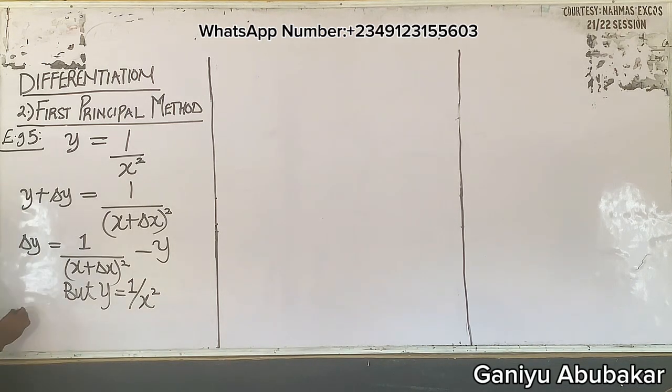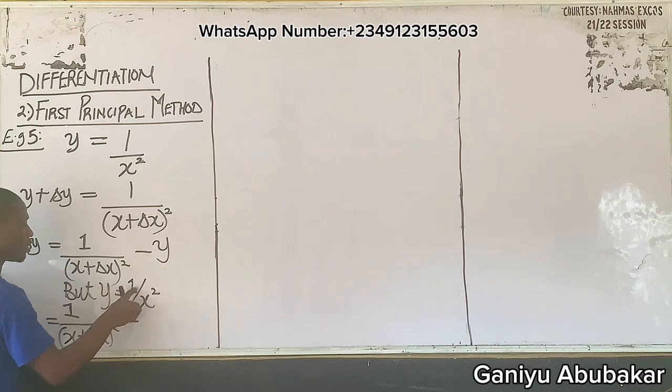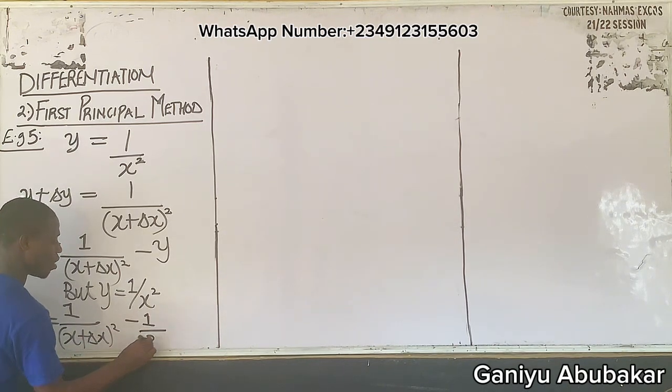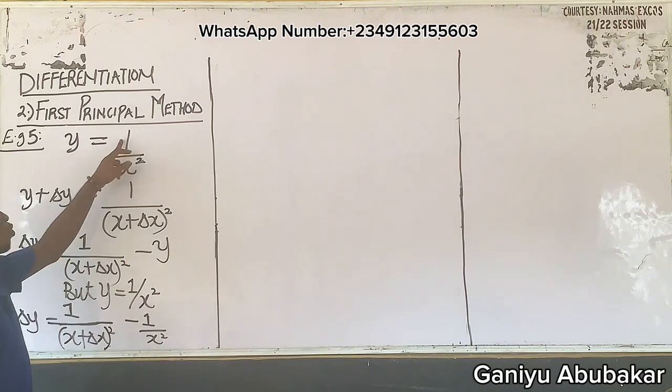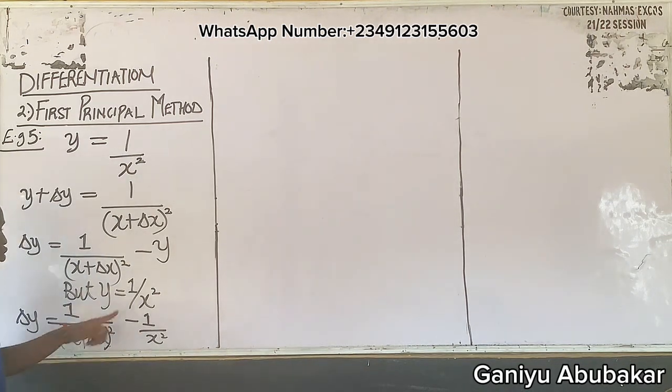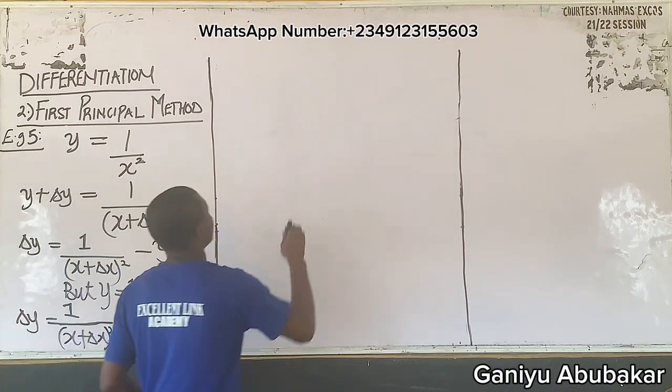From here, I'll have that change in y is now equal to 1 over x plus change in x all squared, minus y. What's now y? Y is 1 over x squared. All right. So I have this as my expression. We said in our previous class, when we did 1 over x alone, that where you have two fractions like this with either a positive or negative sign in the center, what comes to mind? LCM.